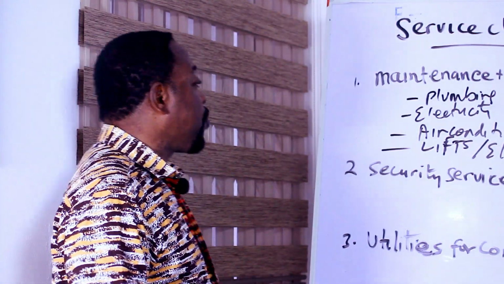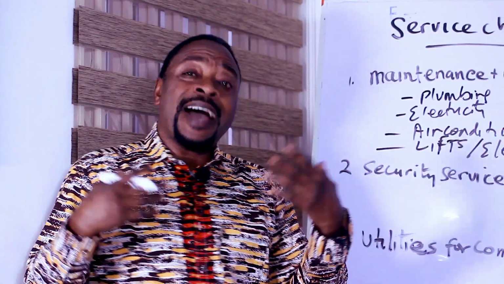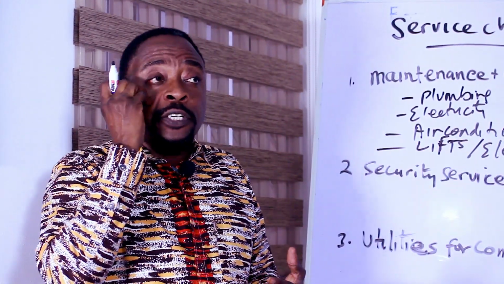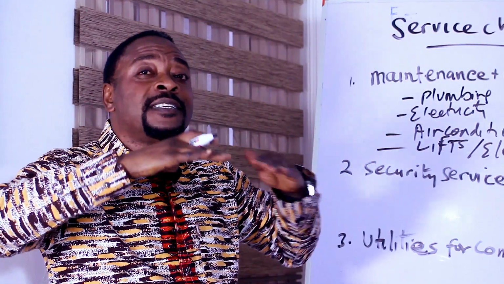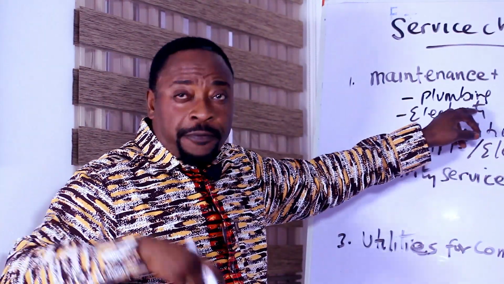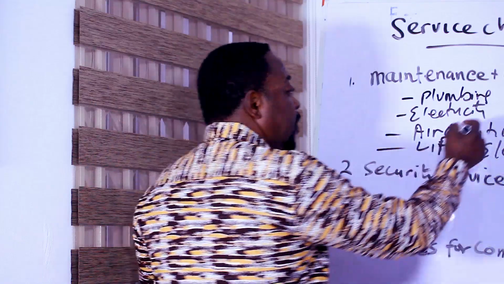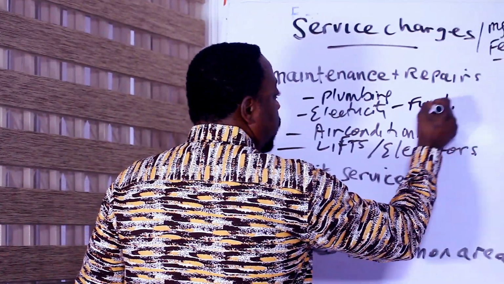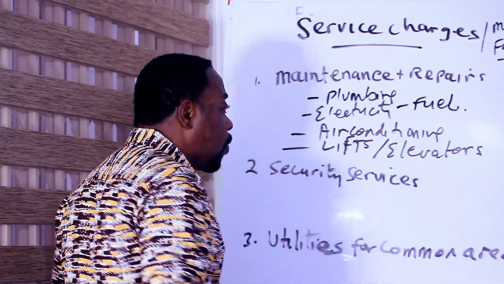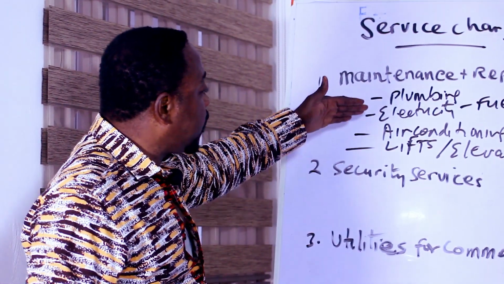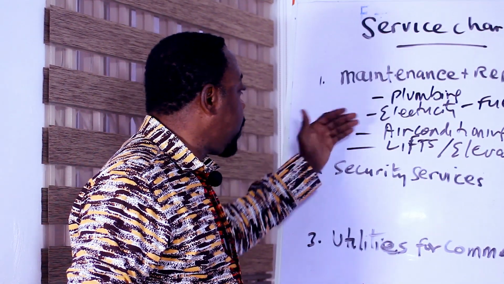Electricity, if you're in a country where electricity is erratic like Ghana, Nigeria, West Africa, a lot of West African countries, make sure that the developer has the generator that would ensure consistent flow. So yes, a generator, and fuel for the generator, they need to buy fuel for the generator as well when the lights go off. These are things that the maintenance repairs is about.